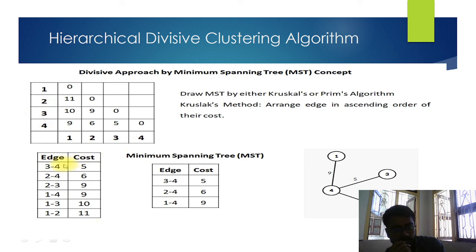But what method are we using to form the minimum spanning tree? Kruskal's method. Kruskal's is one of the methods to form the minimum spanning tree. What is Kruskal's method? We have to sort the edges, arranging all the edges in ascending order, so that we can get the minimum cost from those. Like this, the minimum spanning tree is formed.